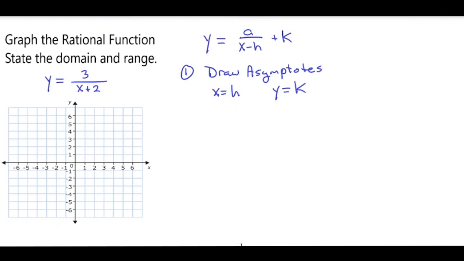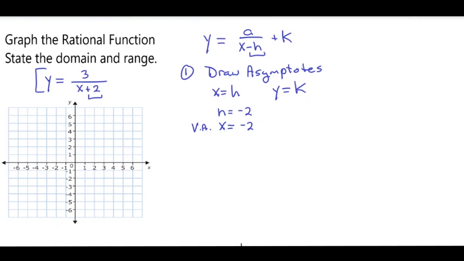All right, so we'll look at our function over here, and I'll see that h, right here, the minus h, is actually a plus 2 in that place. So that means that h is equal to negative 2. So that means that x equals negative 2 is our vertical asymptote.